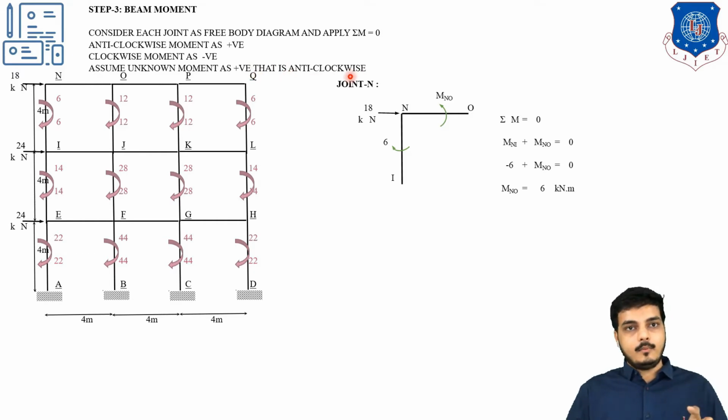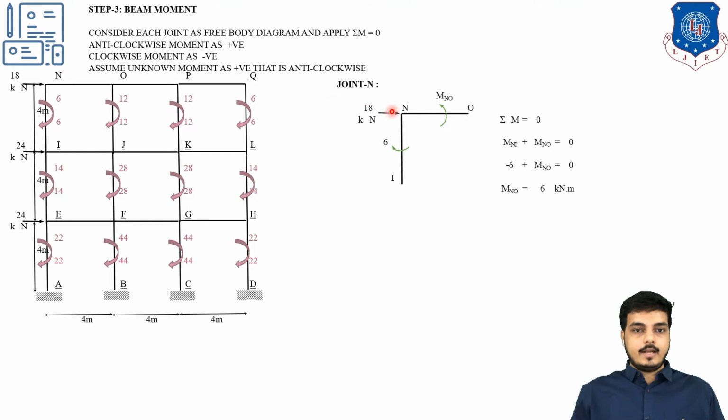So these are the 3 points. First of all, we will be considering the free body diagram of each of the joints, and the moment which we have assumed in the column part will be similar. Just assume over here the moment which we need to find out as anti-clockwise, that is positive. So let's start one by one. Now we'll again start from the top storey and all the top junction points. So let's start with the point N.